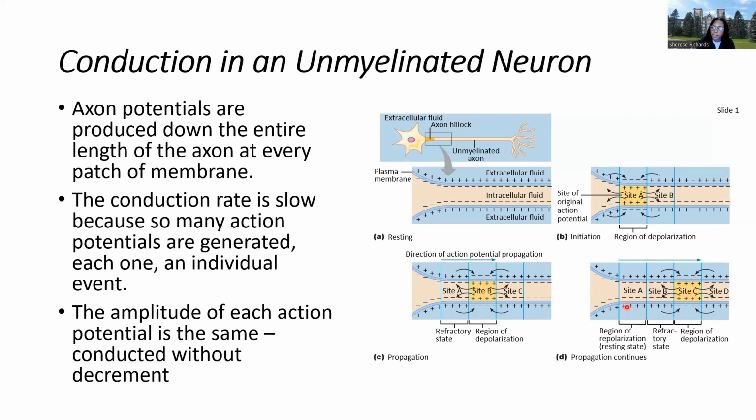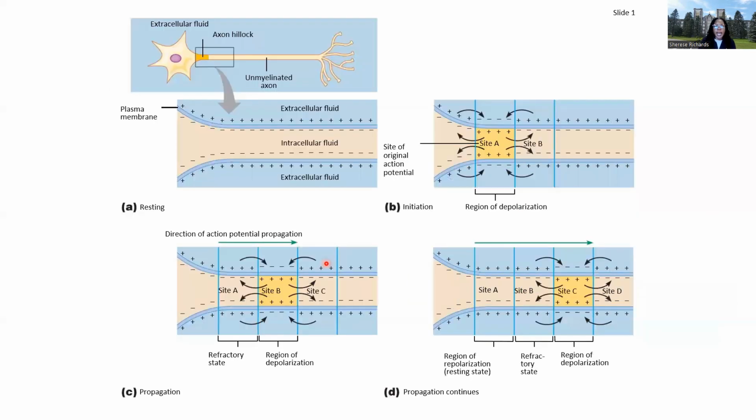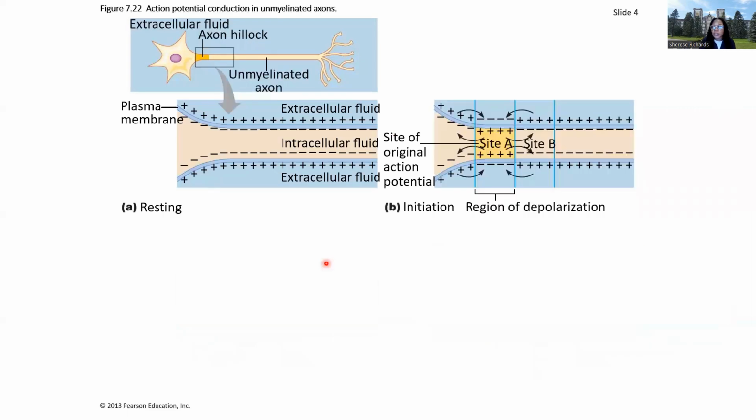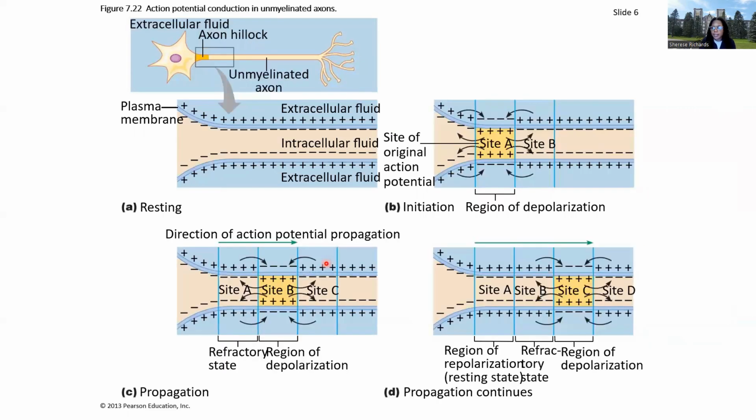Site A is back in the resting state, and then site B is now in the refractory state. And so the action potential can only move from site B to site C. All right. So that is how the action potential moves down the length of the axon. This is all kind of repeating those same events.